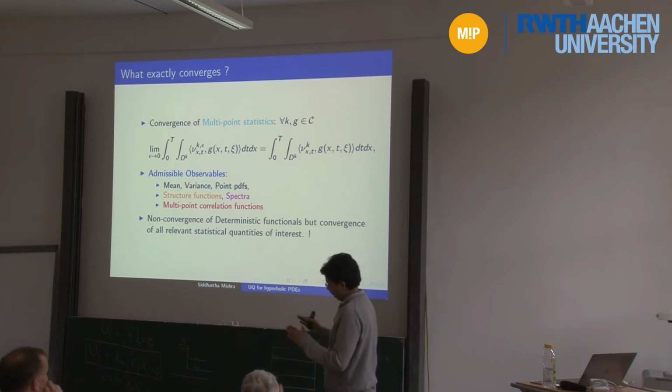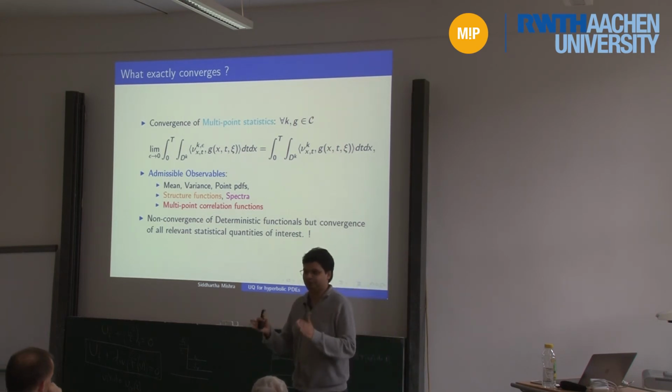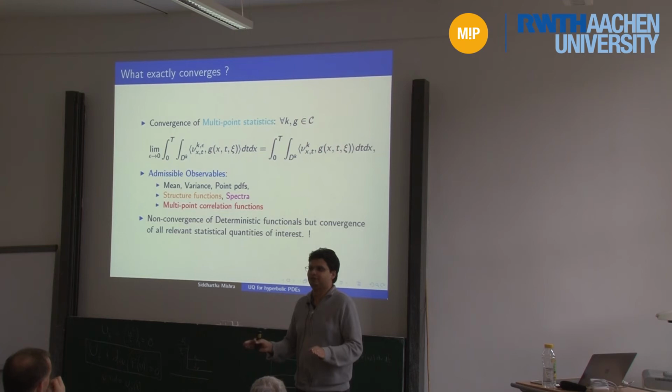Remember that we saw, and we couldn't prove, that all deterministic quantities did not converge, the field never converged. Now under this assumption, we prove that any statistical quantity that you write down will converge.